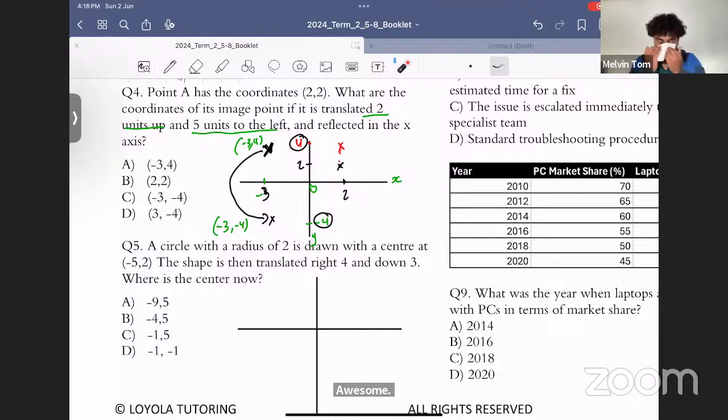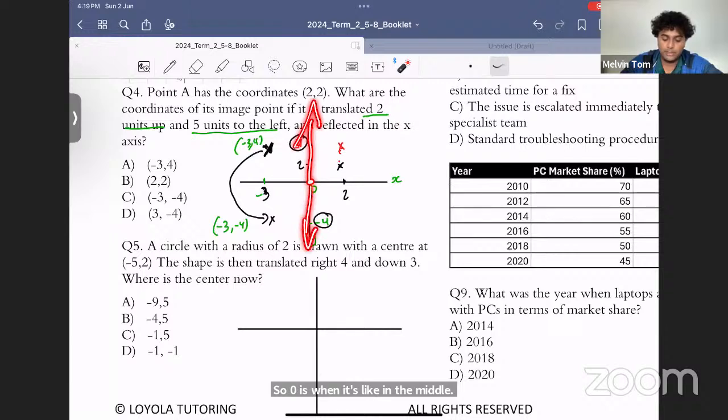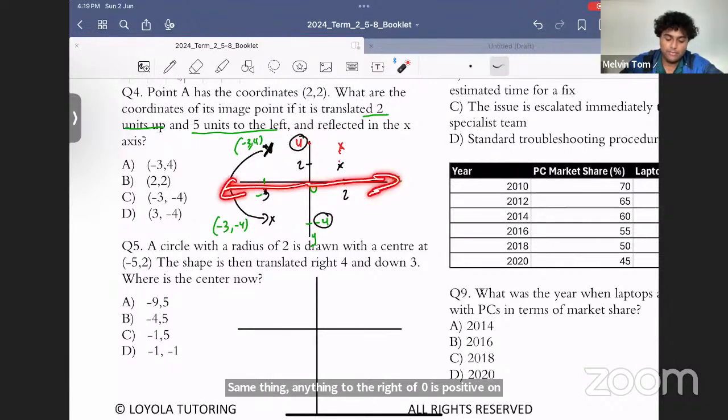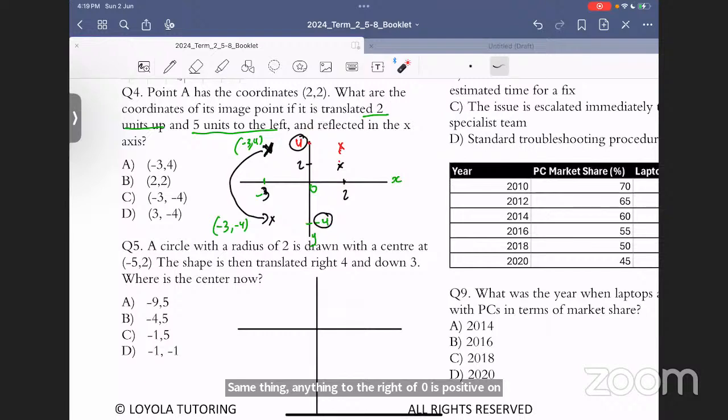Someone asked me, is y positive? So y is just the name for how high you are. 0 is in the middle. Anything above 0 is positive. Anything below is negative. Same thing: anything to the right of 0 is positive on the x-axis. Anything to the left is negative. Excuse me, Mr. Melvin.